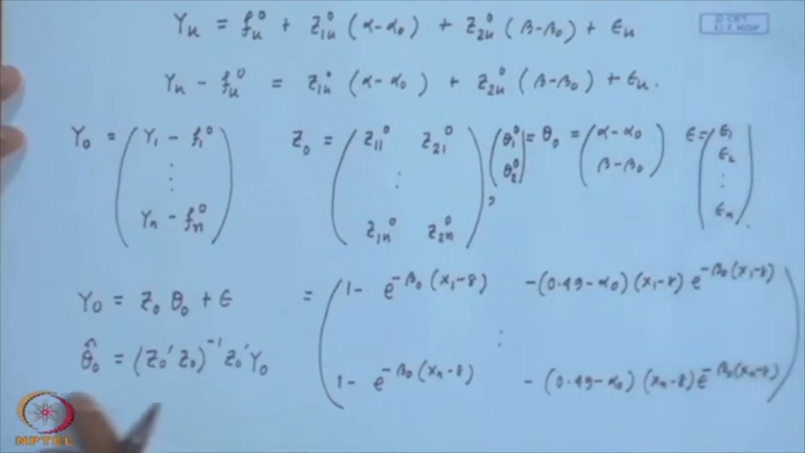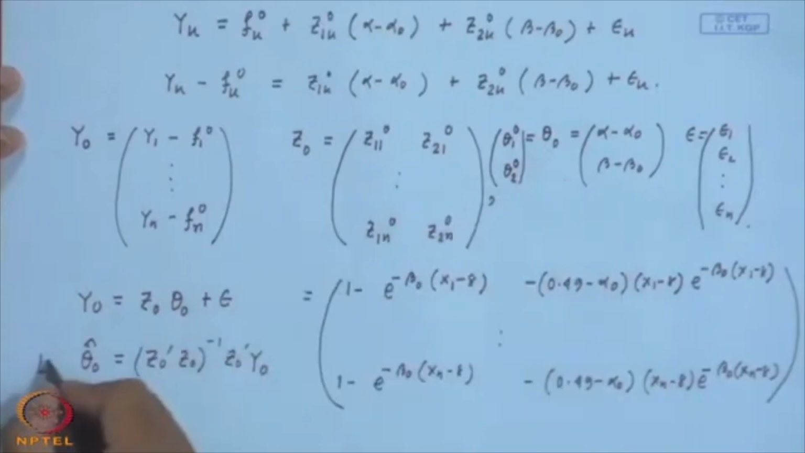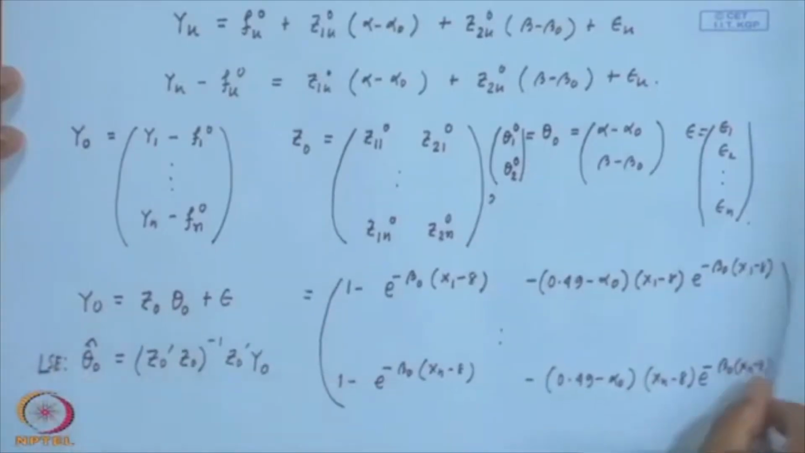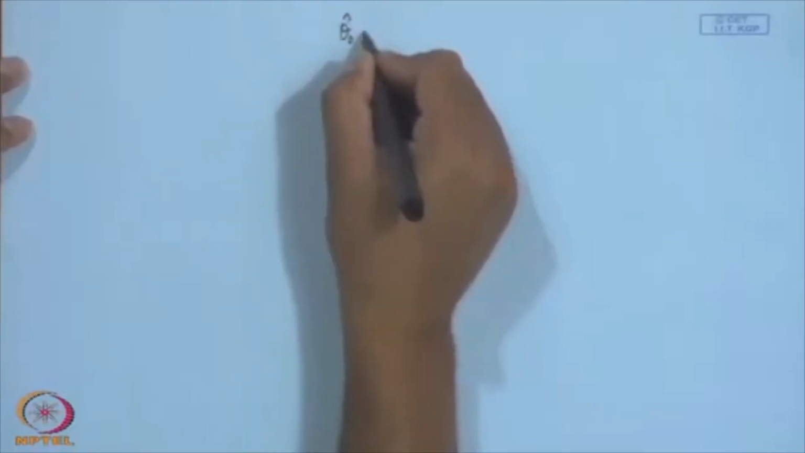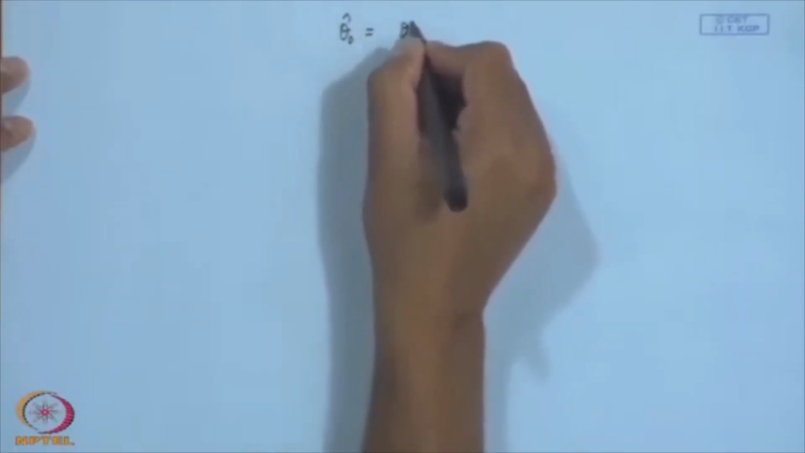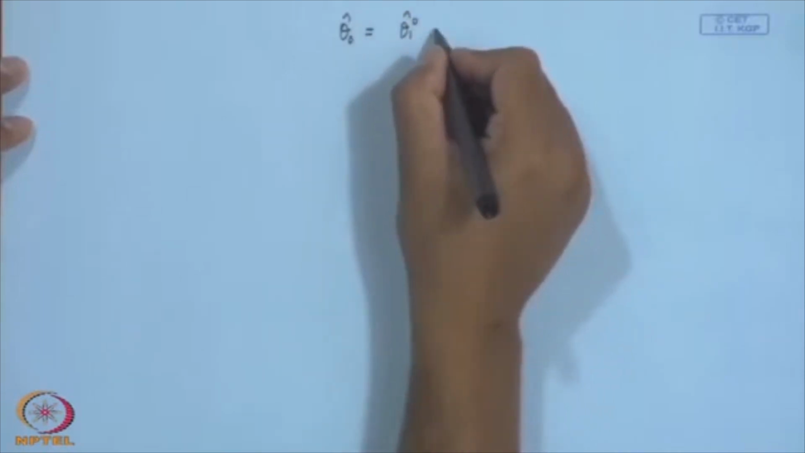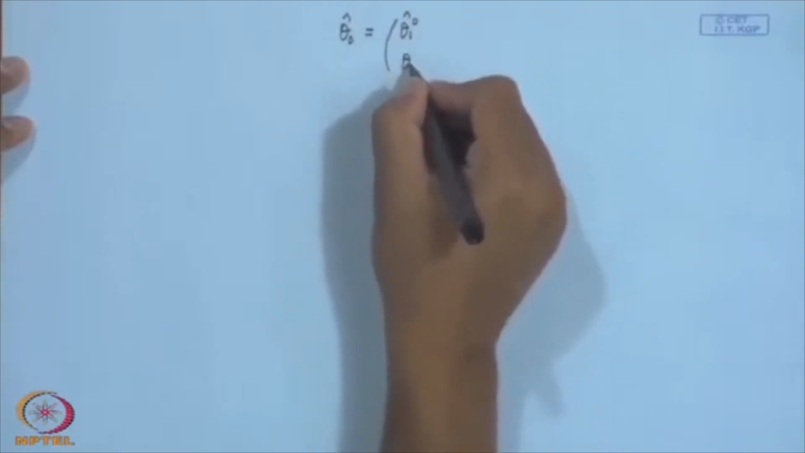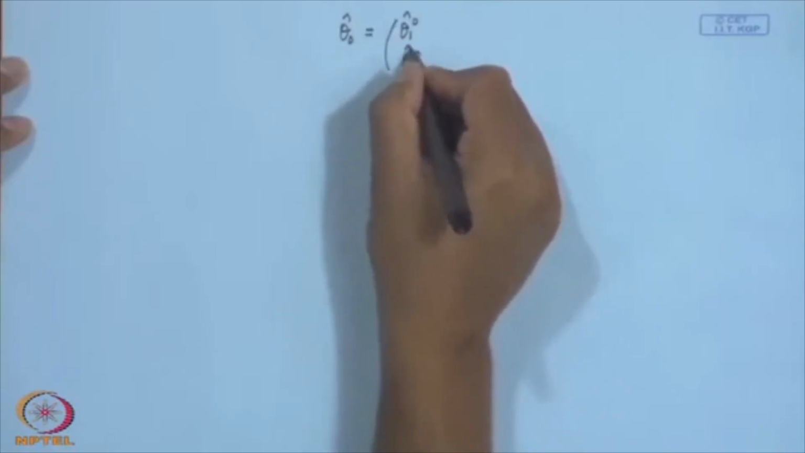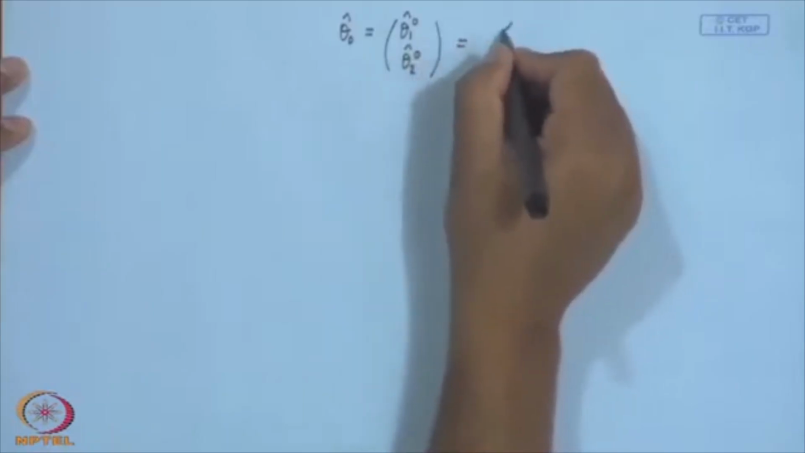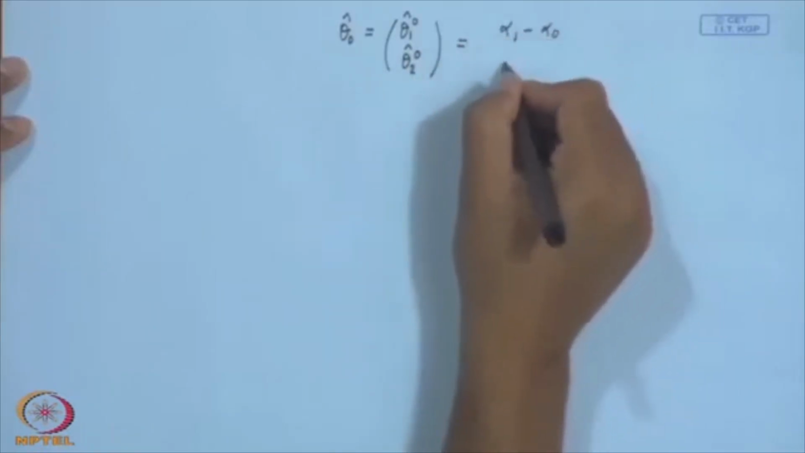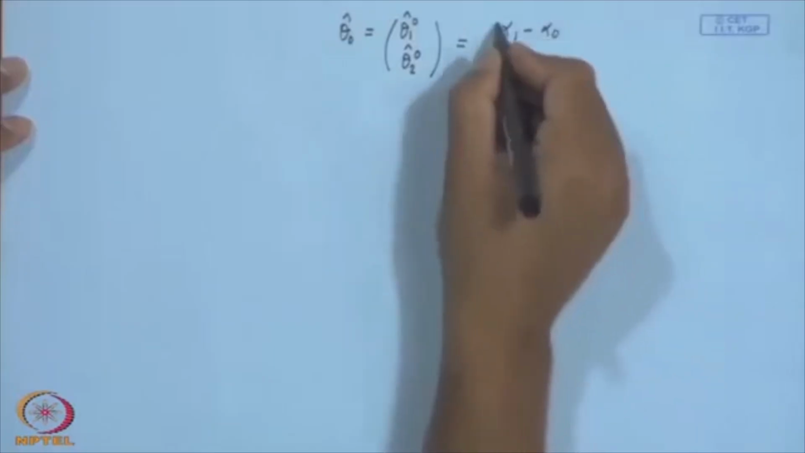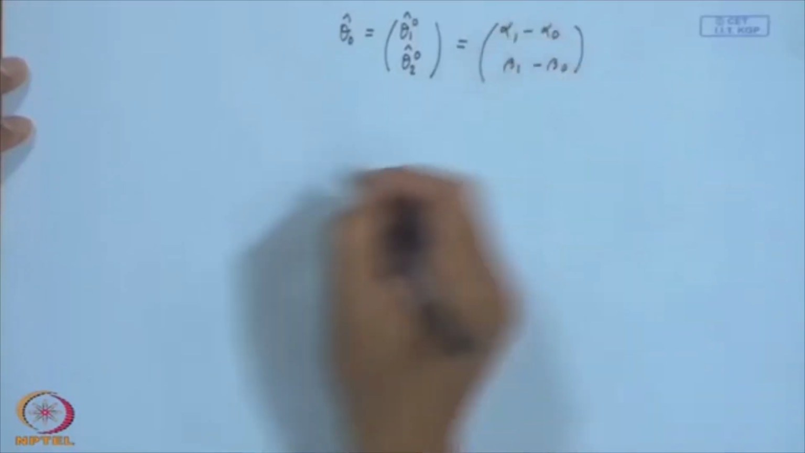Well, so we have found the least square estimate of theta naught. So, what we have observed is that we got theta naught hat, which is equal to theta1 naught hat, theta2 naught hat, that is alpha1 minus alpha naught, beta1 minus beta naught. So, the estimate of all these things.